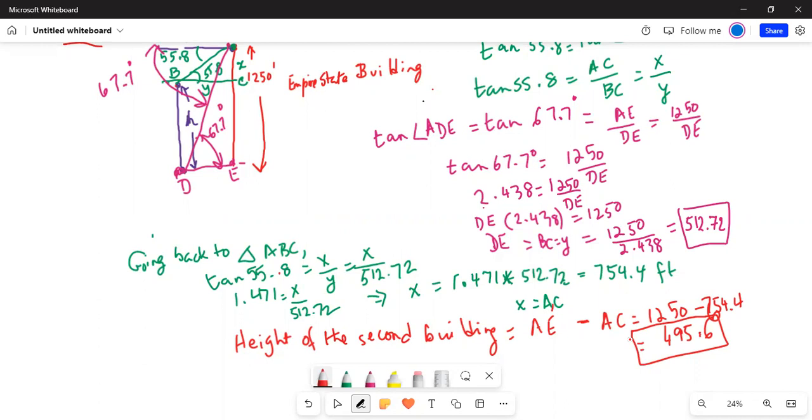Since we know the height of the Empire State Building, we can use triangle ADE to find DE, which is the same as the distance BC. Now we will use the triangle ABC to find the difference in height between the Empire State Building and the second building, which is X. Once we calculate X, we can subtract X from the height of the Empire State Building to find the height of the second building, which is what we want to find out in the question.